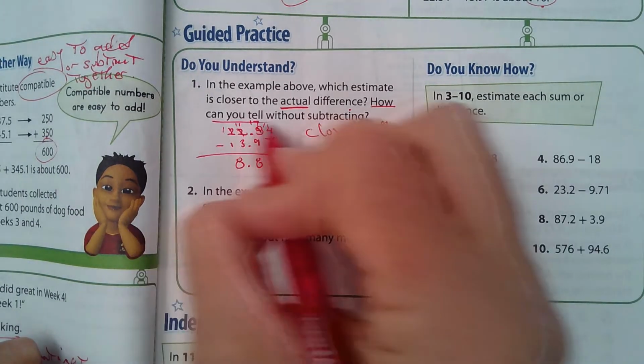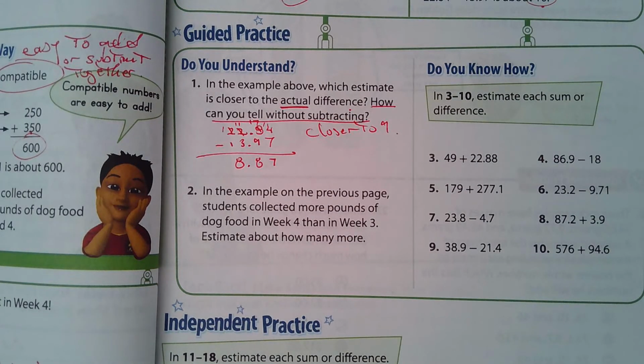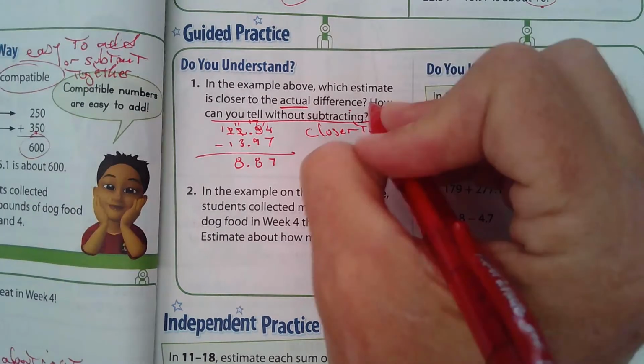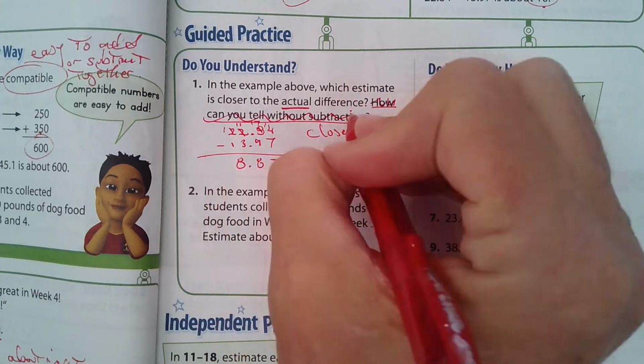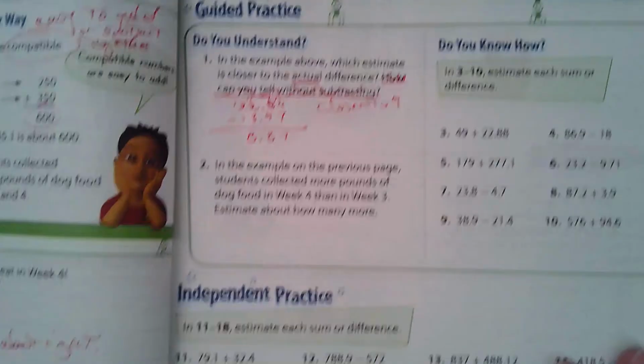Oh, and I just noticed, look at that. How can you tell without subtracting? Well, gosh, what do they have here? The rounded numbers are closer to the original numbers than the compatible numbers. And it doesn't say how you can tell without subtracting, so I'm not going to worry about that. I'm just going to scratch that out. I just automatically want to subtract and get the answer. Number 2.